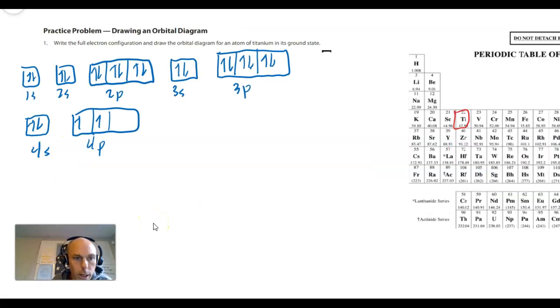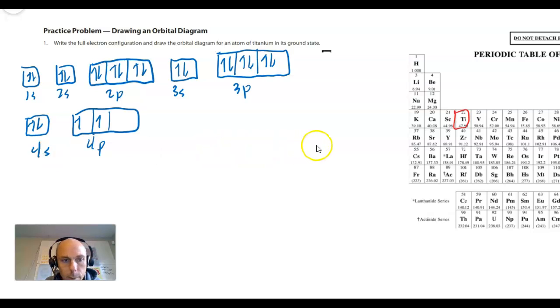My hand's a little shaky, not the best arrows, but there's titanium over here. It's element 22, 22 electrons. We know the 1s fills first, so there's just one box because the 1s sublevel has only one orbital. The 2s fills next, also only one orbital, one box, 2 electrons in each, spinning opposite. Here's the 2p sublevel with 3 orbitals, 6 electrons total. 3s with 1 orbital, 3p with 3 orbitals. After the 3p fills, the 4s always fills with 1 orbital and 2 electrons.